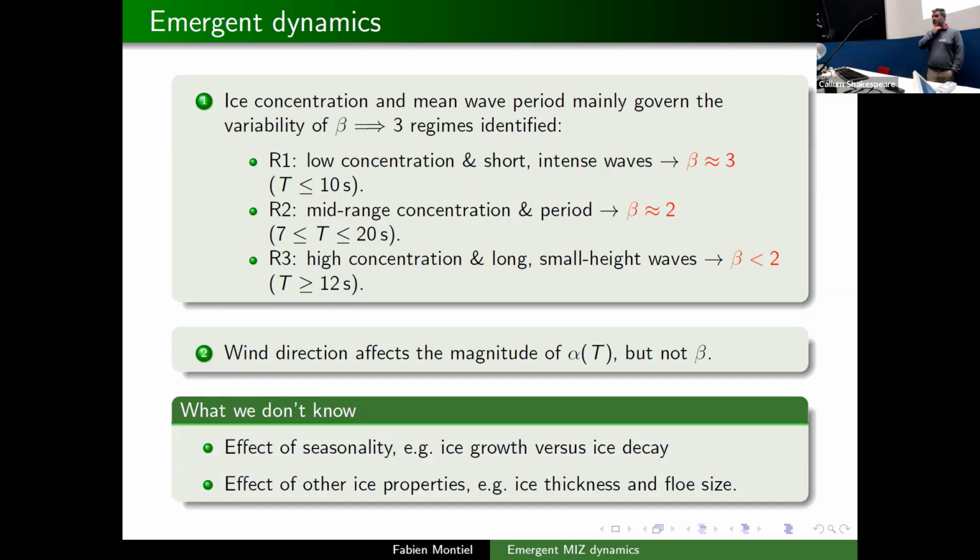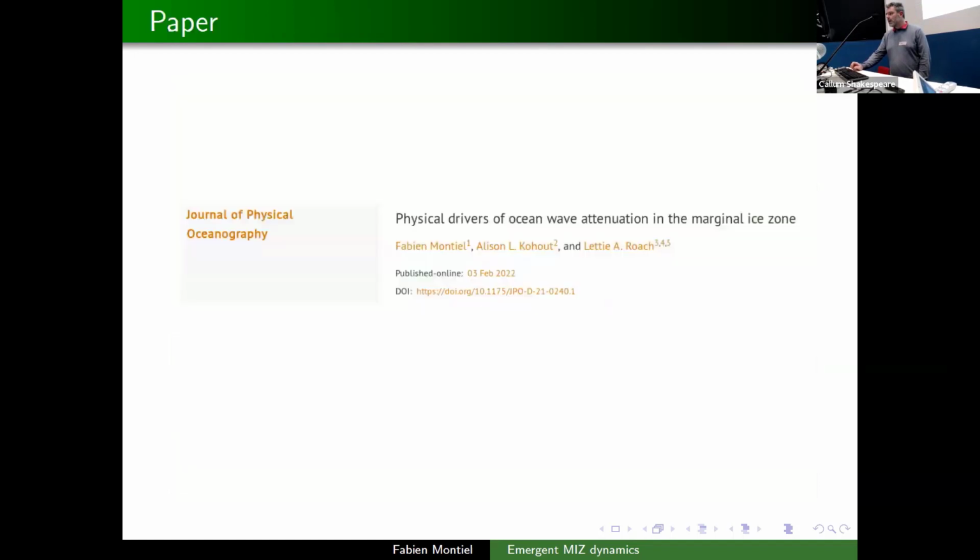Some things that we didn't consider, but definitely need to be looked at at some point, are the effect of seasonality. All the data we got was during the ice growth season. During ice decay, do we see different things when the ice is older and more established? And also the effect of other properties of the ice, such as the thickness and the floe size, which could of course be very important. And so again, here is the paper, if you want to have a look at it.